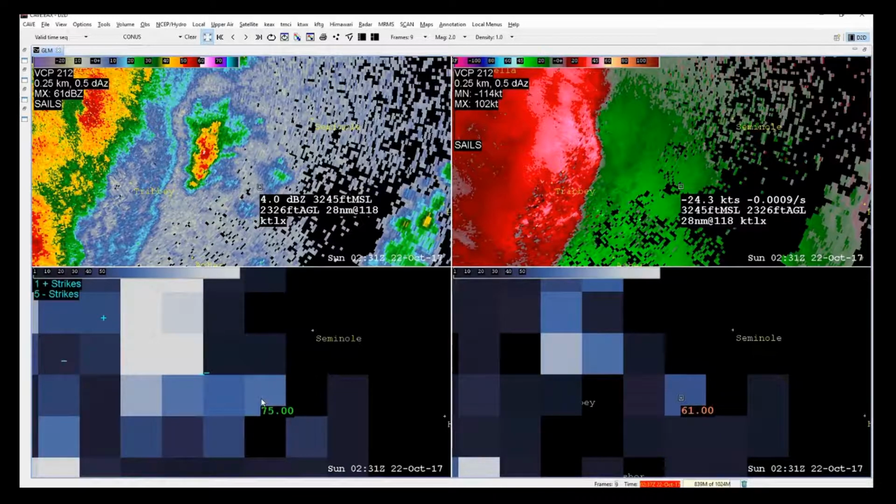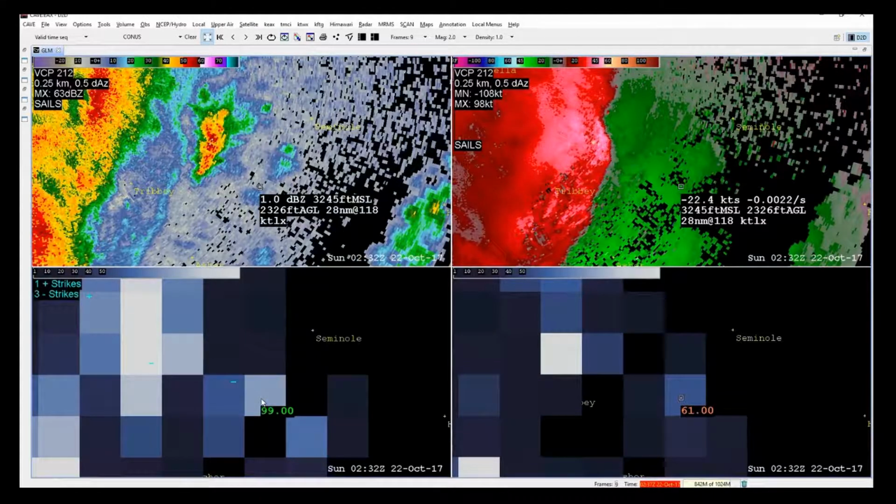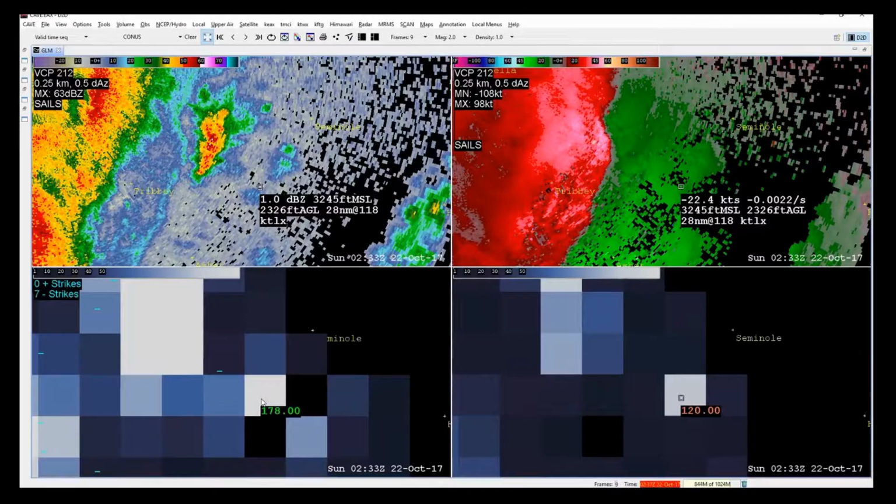Let's go forward one more, and you have another uptick to 61. And you have a similar uptick in the actual portion of the line. There's an uptick to the northwest too. So you have sort of concurrently increasing updrafts.